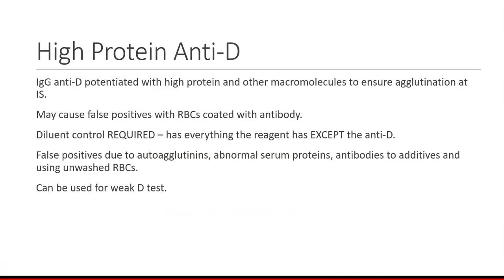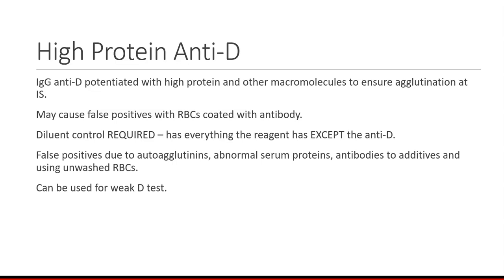High protein anti-D is not used as much anymore, but what it contains in the bottle is IgG anti-D. So it has IgG class antibodies against the D antigen, and it's potentiated with high proteins and other macromolecules to ensure agglutination at immediate spin. The high protein allows the cells to come closer together, which again, problem with IgGs, they're little short, tiny guys. And by adding the protein, allowing them to come into closer proximity will enhance agglutination.